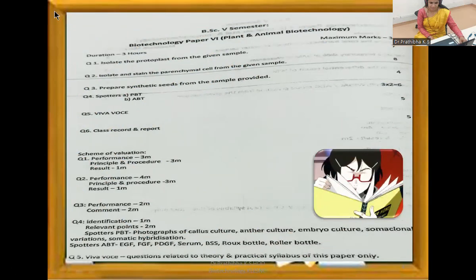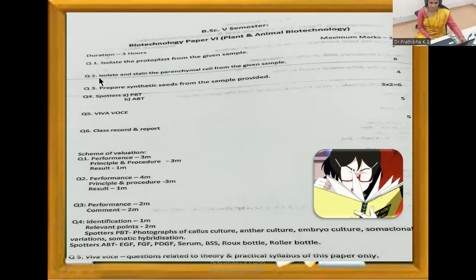Then 5th semester biotechnology paper 6, plant and animal biotechnology, maximum marks 35 and duration 3 hours. Question number 1, isolate the protoplast from the given sample. This is mandatory, no excuse here. This carries 7 marks. The 7 marks we are splitting in the scheme of evaluation as performance 3 marks, principle and procedure writing 3 marks, result 1 mark.